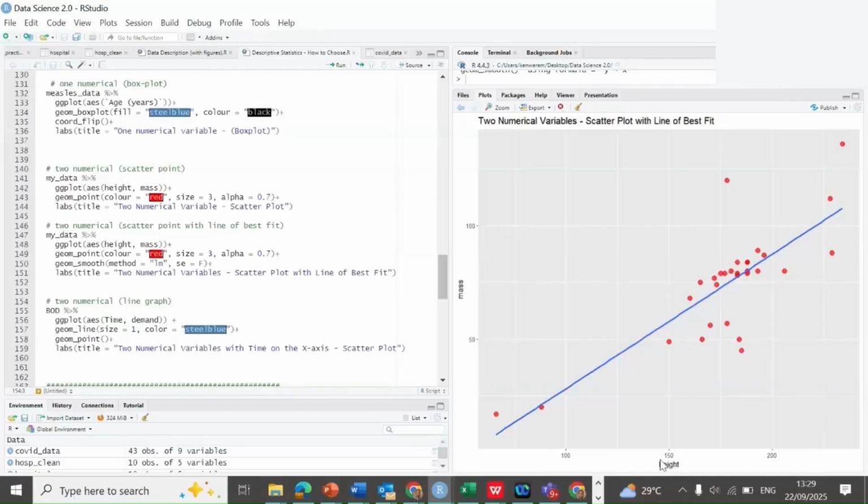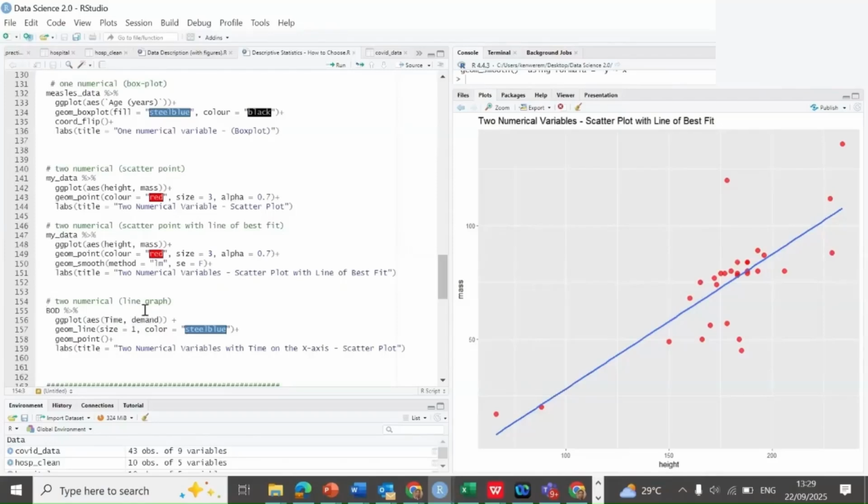So when one of the variables in the two numerical variables is time, then we will use a line graph. Because when you have time on the x-axis, you're looking at trend, and to depict trend, you use a line graph. So we're going to look at a graph showing time and demand.